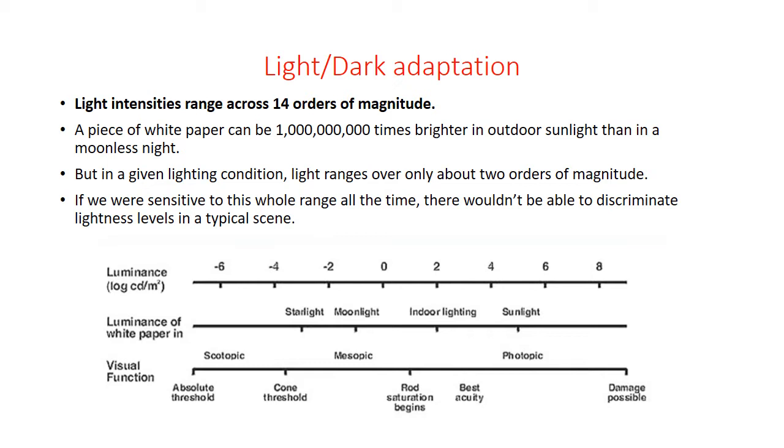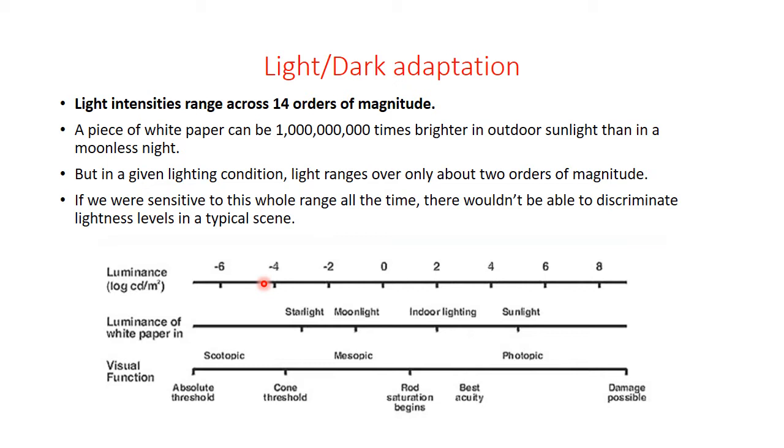This mechanism of light-dark adaptation is very important because it allows the visual system to work over a very large dynamic range. This figure shows luminance levels from very dim light, about starlight or less, all the way to very bright sunlight. This is about 14 orders of magnitude, and the visual system is able to operate over this many orders of magnitude.